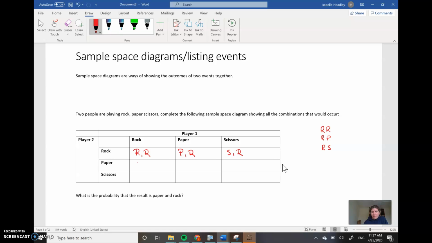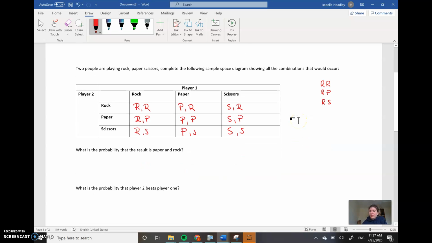So now we're going to have rock paper, paper paper and scissors paper. And then lastly, we're going to have rock scissors, paper scissors, and scissors scissors. Okay, so now we've got all the events listed. It's really easy to then work out some probabilities.